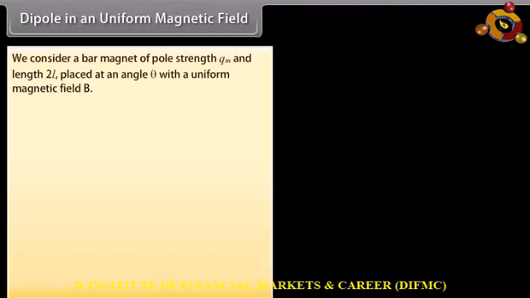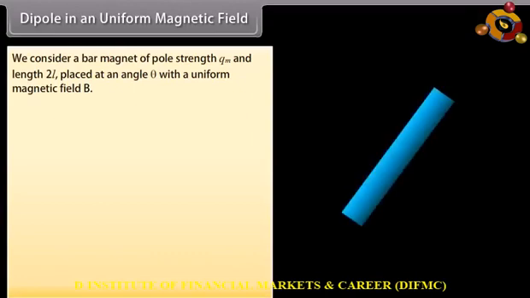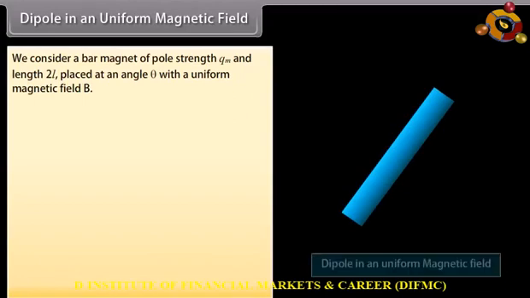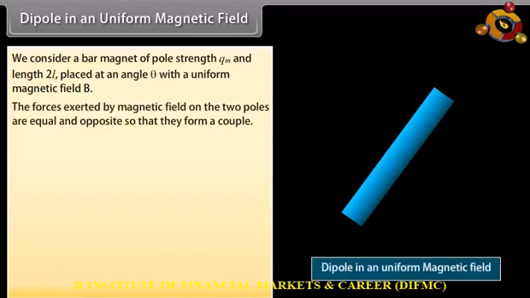Dipole in a uniform magnetic field. We consider a bar magnet of pole strength Qm and length 2L placed at an angle theta with a uniform magnetic field B. The forces exerted by the magnetic field on the two poles are equal and opposite, so that they form a couple. Torque is equal to force into lever arm. By putting the values in the above equation, we get the value of torque equal to mB sine theta.